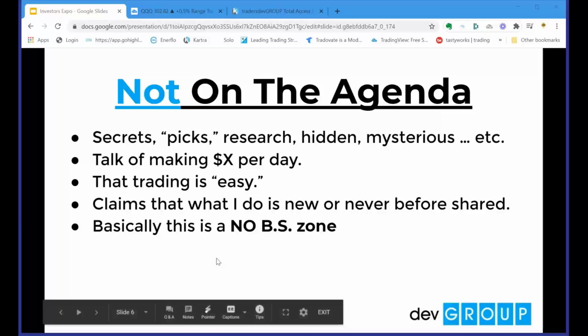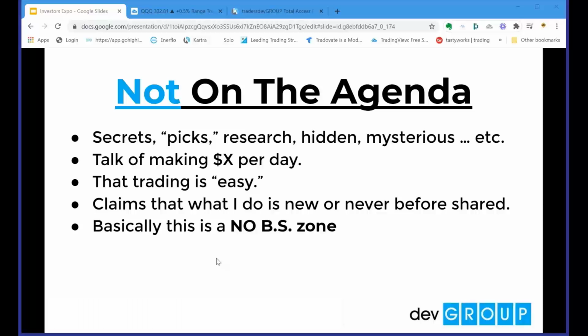What's not on the agenda today is any kind of secrets or picks or research or anything hidden or mysterious. I'm not a big fan of talking about making X amount of dollars per day using anything that I do, or suggesting that anyone else should actually look at their trading that way, even if you want to be an active intraday trader or make trading a larger percentage of your income, even your full-time income.